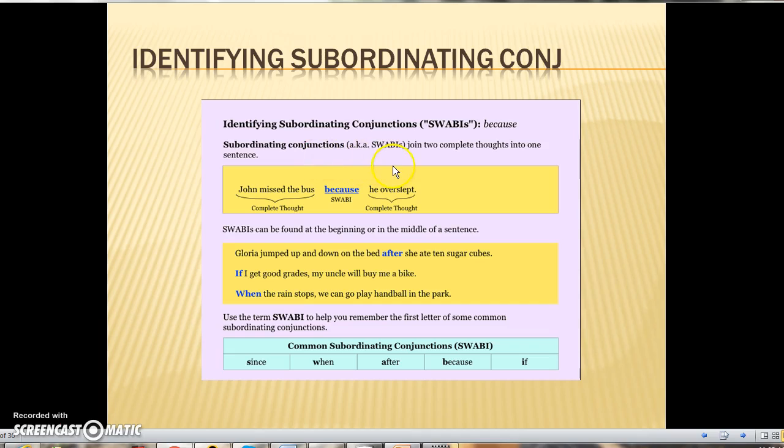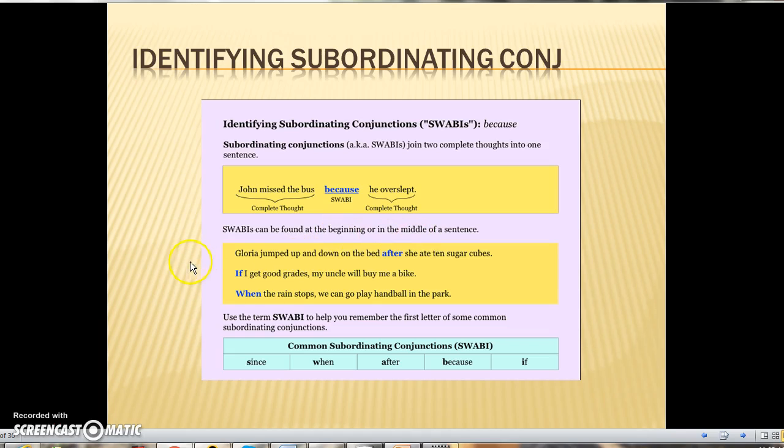So subordinating conjunctions always join two complete thoughts into one sentence. So, John missed the bus because he overslept. Right? John missed the bus because he overslept. So here are our subordinating conjunctions. They like to call them SWABIs because of the S, W, A, B, I. These are probably the most common subordinating conjunctions: since, when, after, because, and if. Now, an important thing to know about these is that they can be found at the beginning or the middle of a sentence.